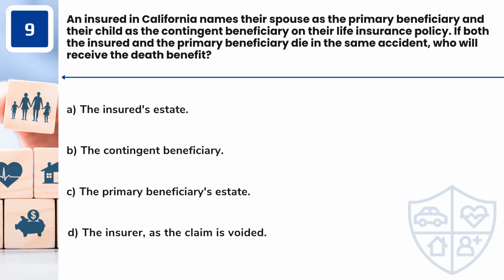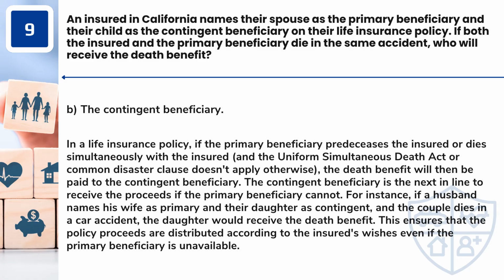Question 9. An insured in California names their spouse as the primary beneficiary and their child as the contingent beneficiary on their life insurance policy. If both the insured and the primary beneficiary die in the same accident, who will receive the death benefit? A. The insured's estate. B. The contingent beneficiary. C. The primary beneficiary's estate. D. The insurer, as the claim is voided. Answer: B. The contingent beneficiary.